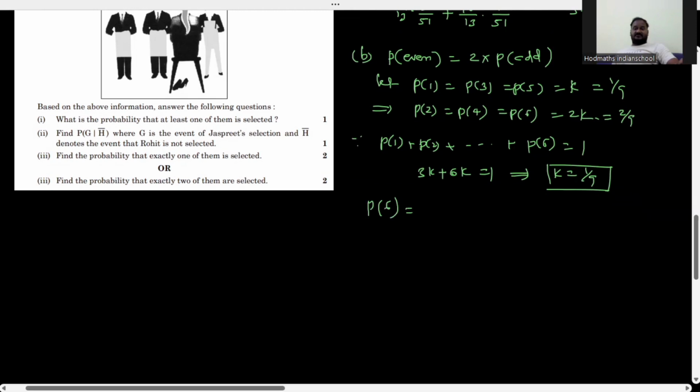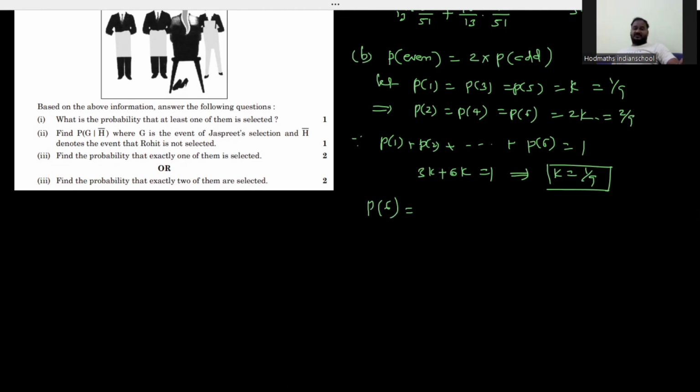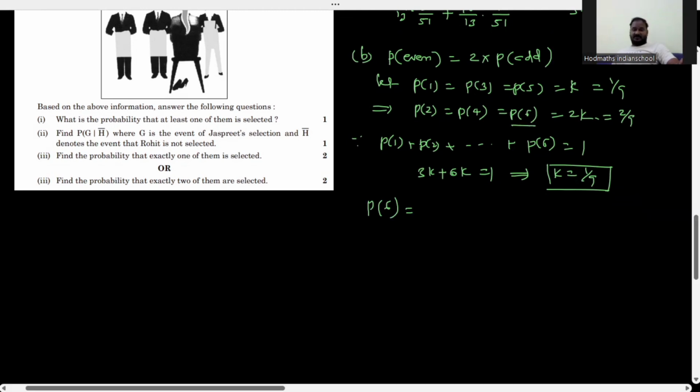Probability of getting a 6 is equal to what? There is only one 6, right? Out of all of them. So probability of drawing a 6 is equal to 2 by 9. If probability of drawing a 6 is 2 by 9, then what is probability of drawing a non-6? Non-6 is equal to 1 minus 2 by 9. 1 minus 2 by 9 is 7 divided by 9.